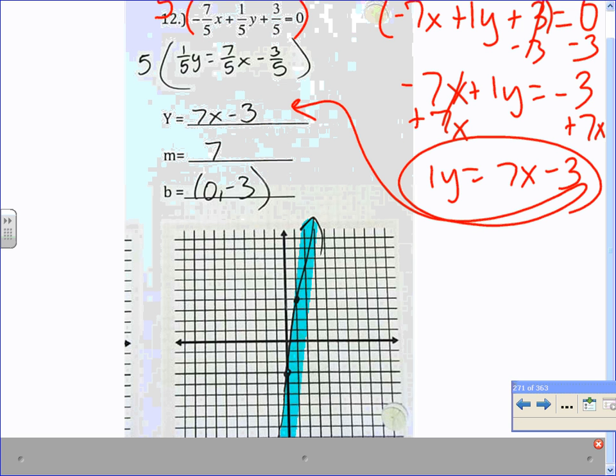I did 1y equals negative 3 plus 7x. Then I divided by 1. Yeah, but 7 divided by 1 is 7. Yeah. Okay, so you have it. All right, anyone else on the homework?